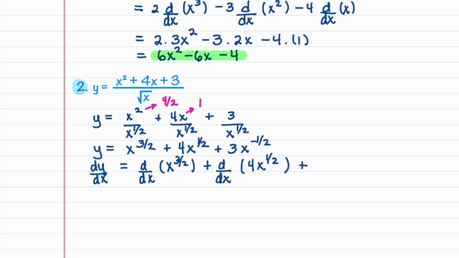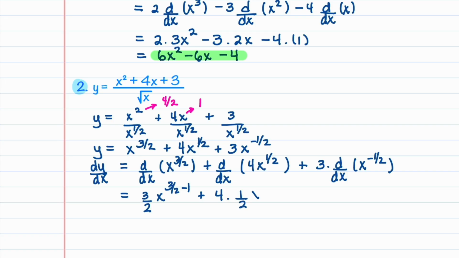And then lastly, in our third piece, there is a 3 sitting there. We can pull that out in front and then multiply that by the derivative with respect to x of x to the minus 1/2. We could have also pulled out the 4 in the second term. Now we can take the derivative of all 3 pieces. Our first derivative is 3/2 x to the 3/2 minus 1. And then our next piece, we pull out the 4, and then we take the derivative, which is 1/2 x to the 1/2 minus 1.